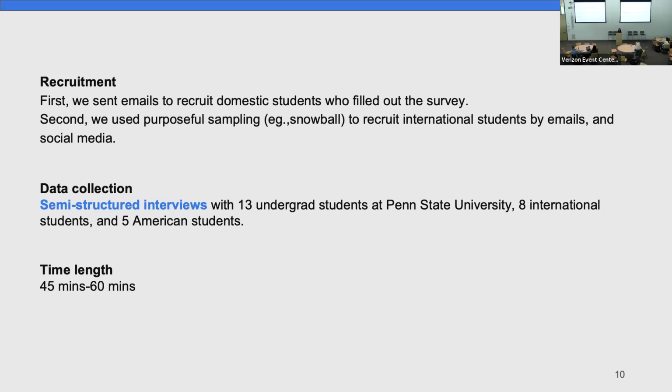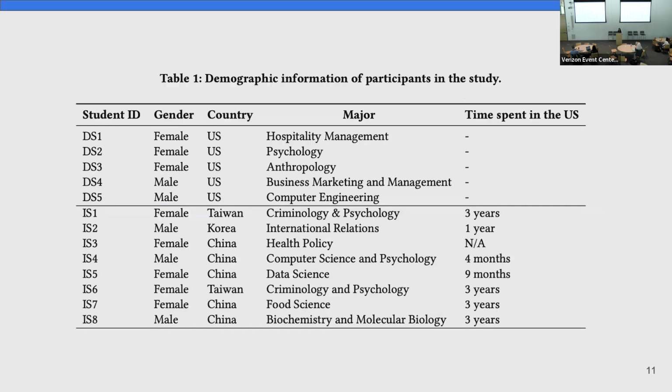And our data collection. In the end, we ended up with 13 semi-structured interviews with students. 8 of them are international students and 5 are American students. Each interview lasted 45 to 60 minutes. This is the table of the demographic information of our participants in this study.